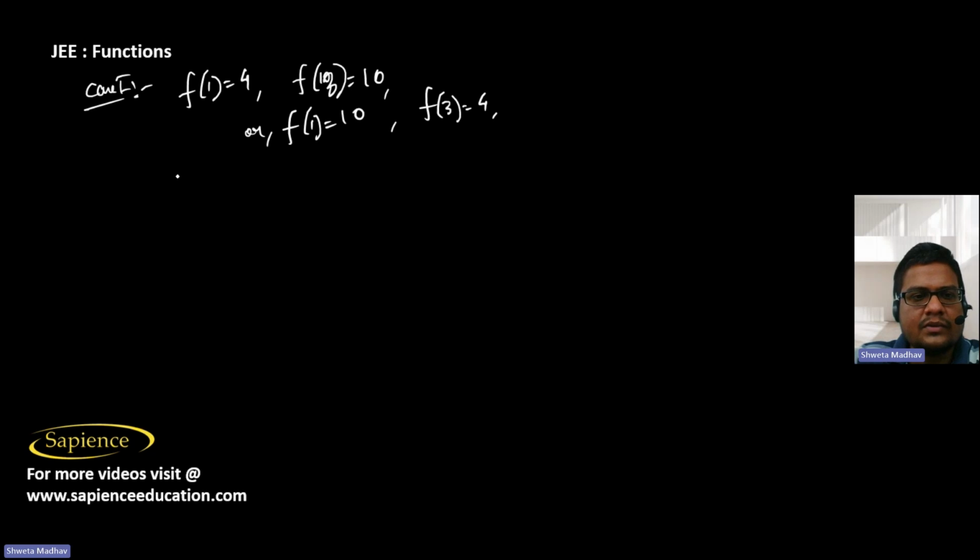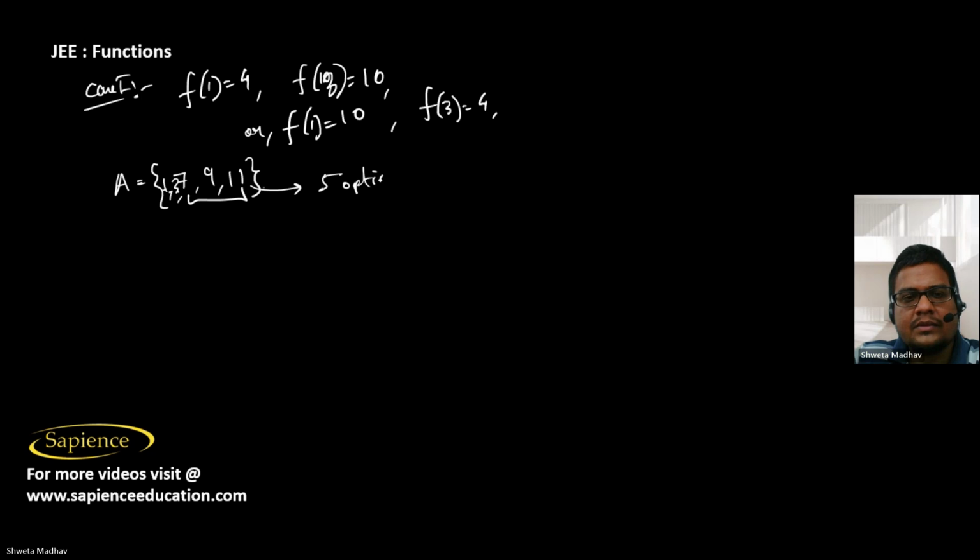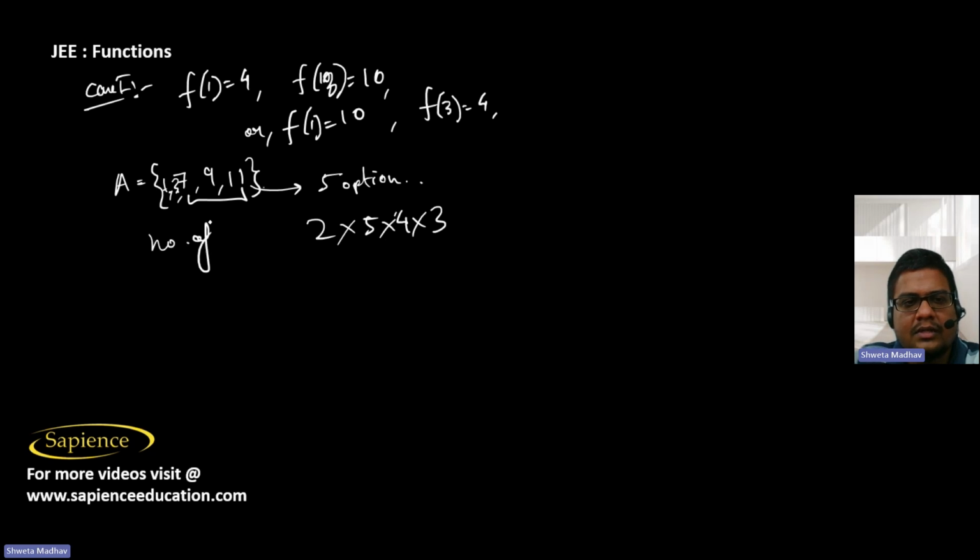And here also we have got three elements, which are 7, 9, and 11 in the set A, with 1 and 3 also. So for these three elements, here also we have remaining five options. The first one will have five choices, the second one four choices, the third one three choices. So the number of maps in case 2 will be 2 into 5 into 4 into 3, that is 120.